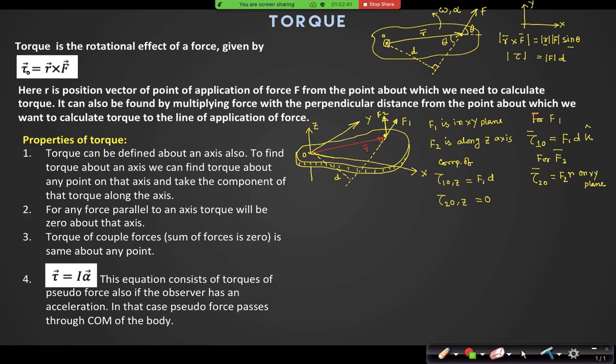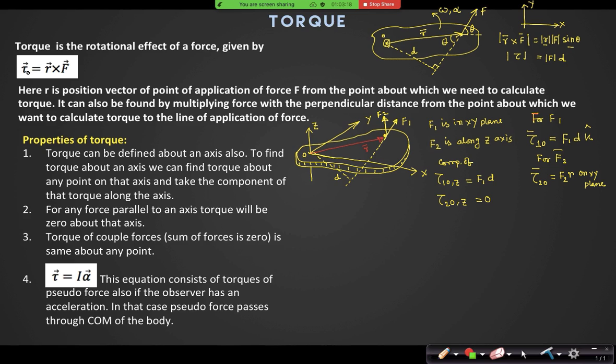So if I ask you, for these two forces F1, F2, what is the torque about point O? You should give me the answer F1D k cap plus F2 into R, whatever may be the direction of that. Addition of tau 1O plus tau 2O will be your answer. But if I ask you what is the torque about the axis, what should be your answer? It should be F1D only along Z.